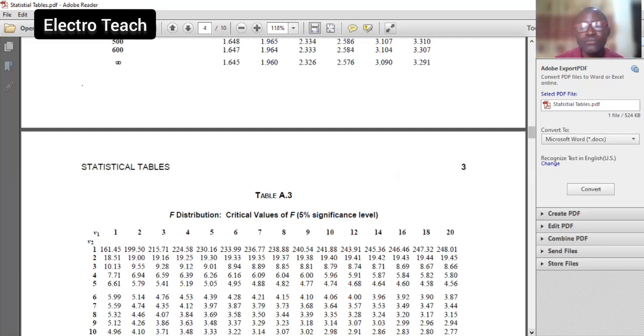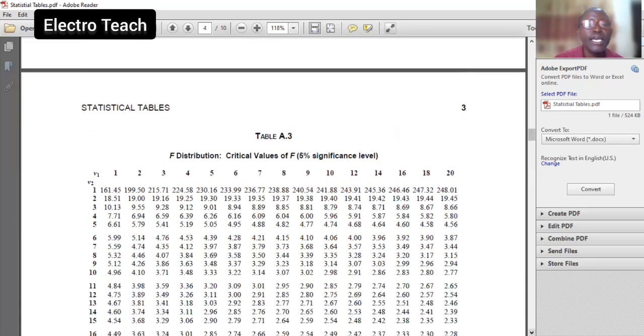So we can now go ahead. Now V1 is 5 and V2 is 5. So we check both of them where they link up. That is column 5 and row 5. Check column 5 up to row 5, and you see that the table value here is 5.05. Here we use degrees of freedom for rows and columns to get the value of the F distribution significance level. So we obtain 5.05 from the table.